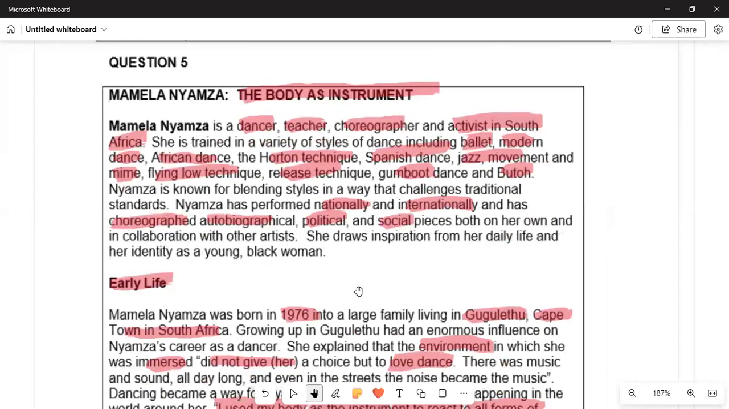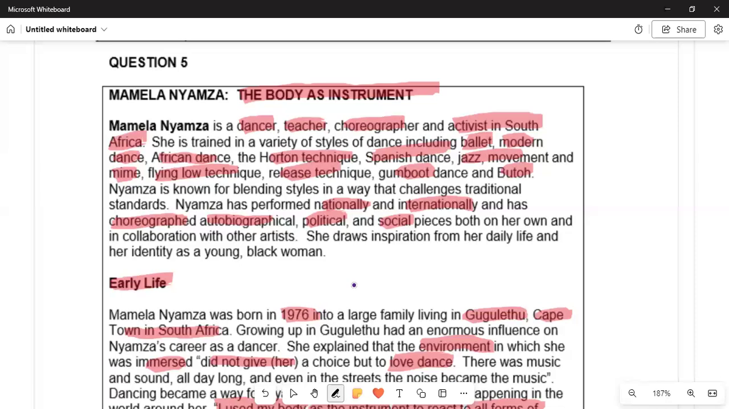And then in question 5, that is the body as an instrument. This is a story of Mamela Nyamza. So he's talking about the body as an instrument. So this person is using the body as his instrument. Let us go quickly and read this so that we can go to the questions that follow.